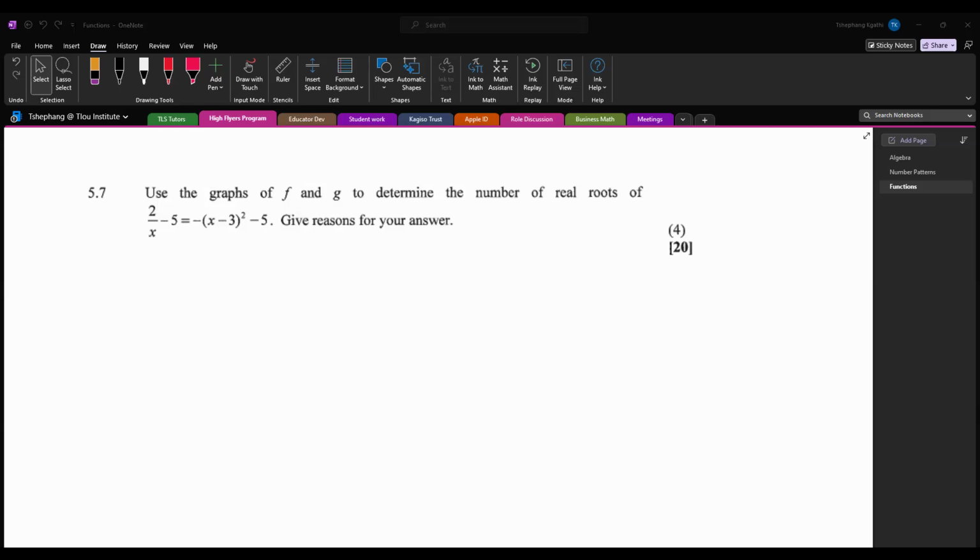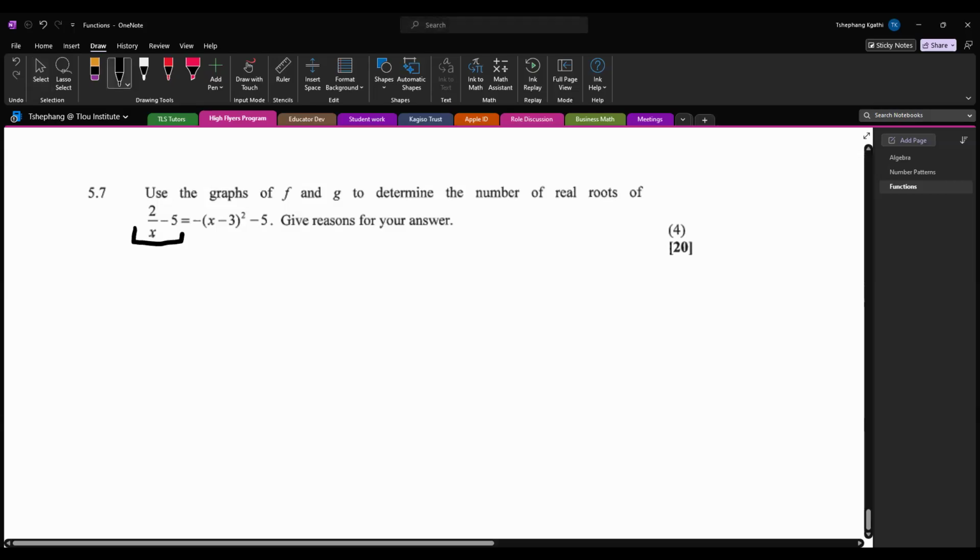So 5.7, use the graphs of F and G to determine the number of real roots of 2/(x - 5) - 3 = -(x - 3)² - 5. Give reasons for your answer. Okay, so I'm going to try and break this down for myself.